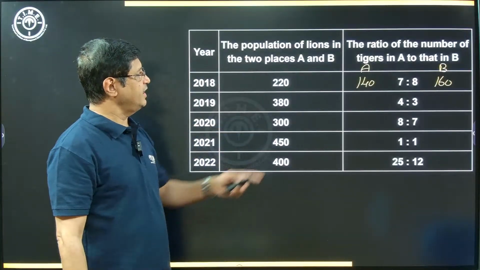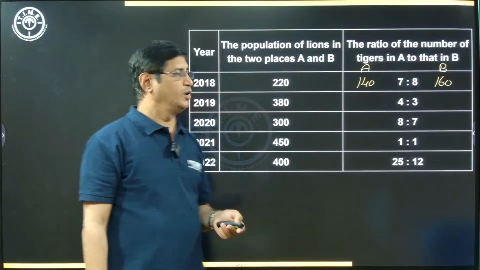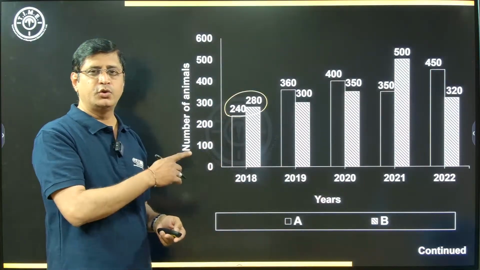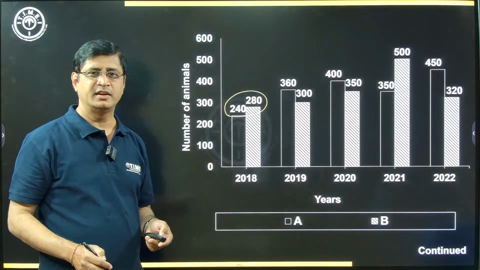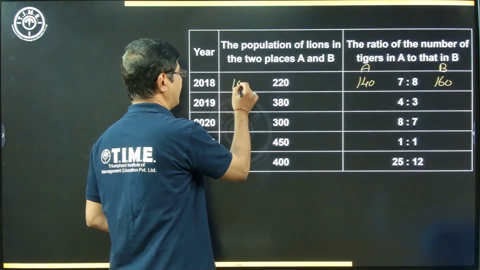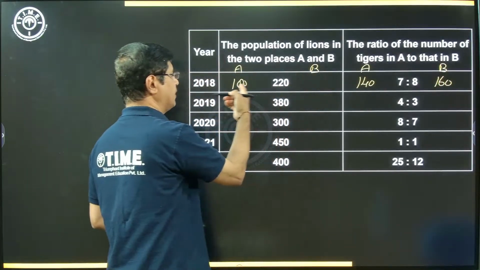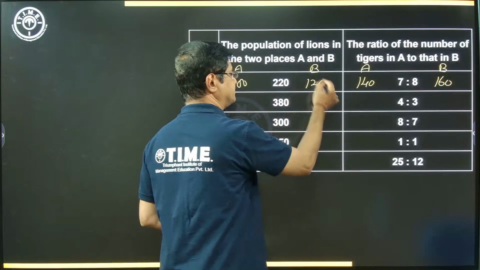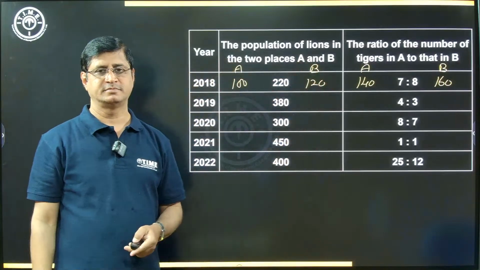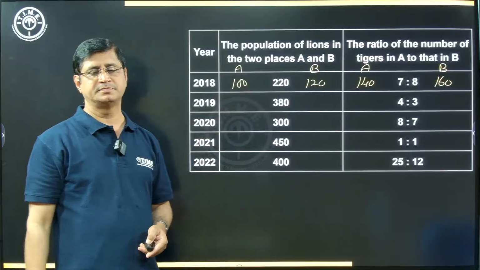My dear students, in place A, how many tigers? 140. 140 tigers, actually animals are 240. 240 minus 140, that is 100. The number of lions is 100 in place A. And place B, 220 minus 100, 120. 100 plus 120, that is 220. In the same manner, find out the remaining years.